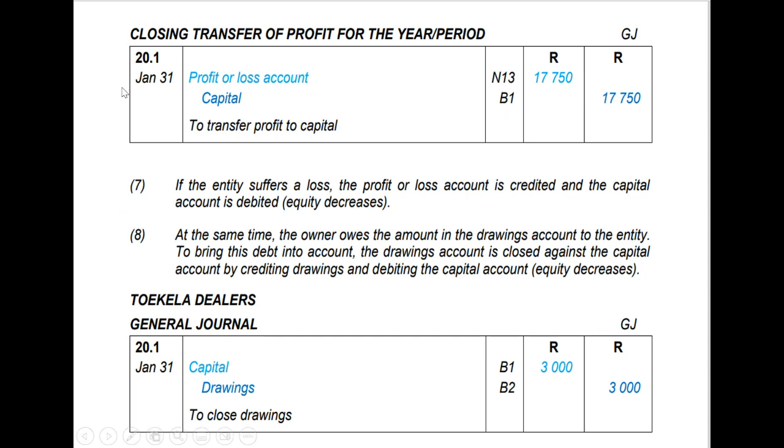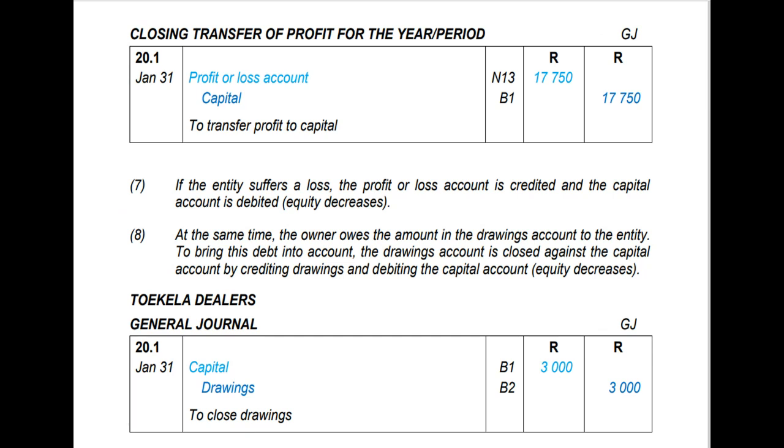So here they are showing you what you are going to credit. You're going to credit your capital, and what are you going to debit? Your profit or loss account. So here we are transferring the profit to the capital account. Here we've made a profit of 17,750, but if we had made a loss, the closing transfer would have been the opposite. You would have debited the capital and credited the profit or loss account. That's why I want to encourage you to go to this exercise and try to work it out.